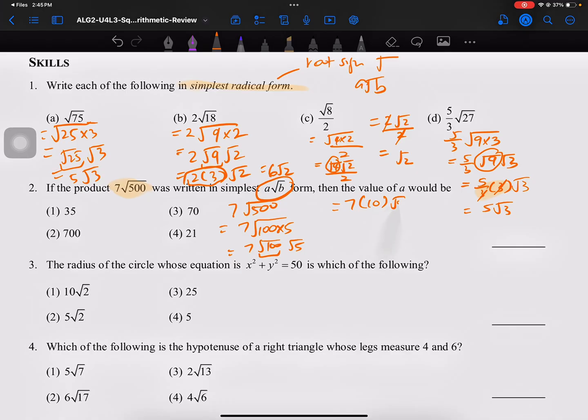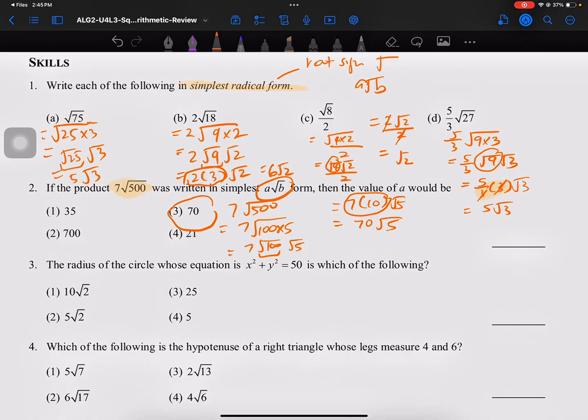Okay, then we multiply the whole number with the whole number, 70√5. So we know that A will be the number outside. So A is 70, B is 5. Therefore, the answer choice is option 3, 70. So to find A, just simplify the radical, multiply the outside numbers, and the outside result is A.